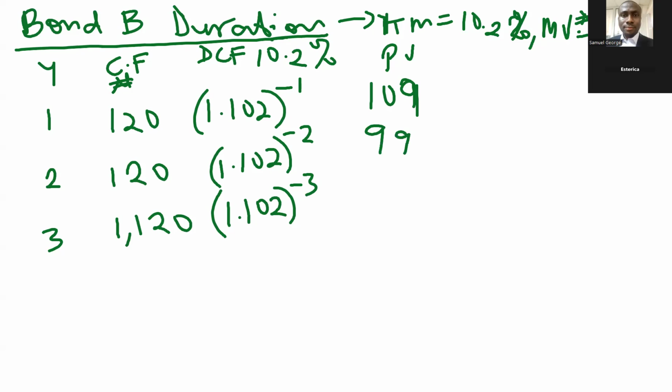In year 3, we have 1.102 raised to power minus 3 times 1,120. That is approximately 837. You add it together: 837 plus 109 plus 99, 1,045. So close to 1,026. Let's move on.